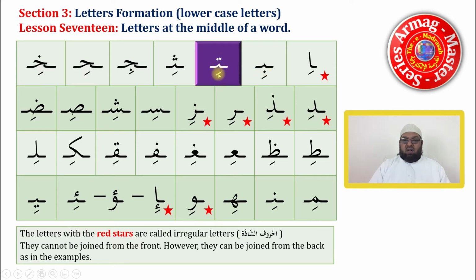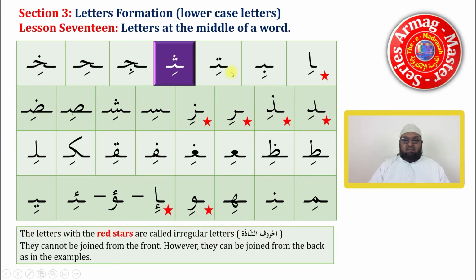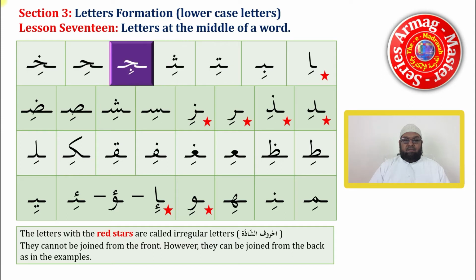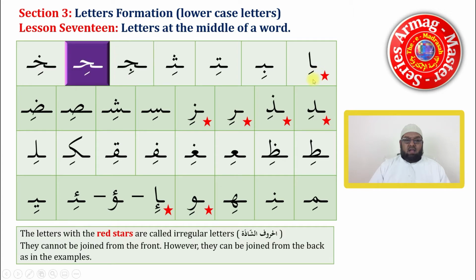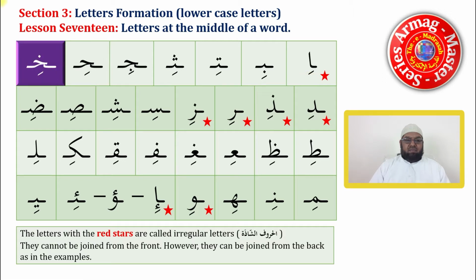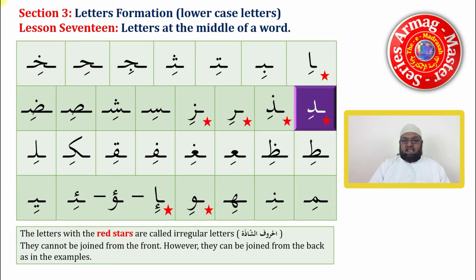Ta with kasra, that gives us T. Okay? So repeat after me. T. Thi. G. He. He. D.